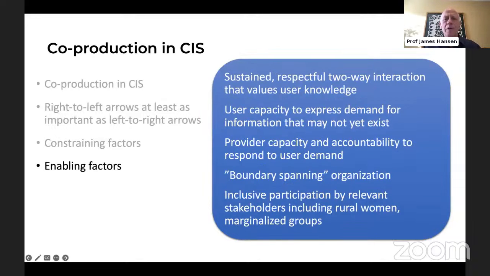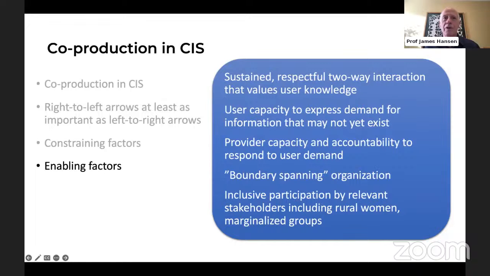So let's take the flip side. What can allow co-production to help climate services respond better to the needs of farmers and other agriculture users? Well, first, sustained, respectful, two-way interaction that genuinely values user knowledge. So it's the opposite of some of the things that I mentioned as constraining factors. Sustained over a period of time. Co-production can best be thought of as an iterative process.